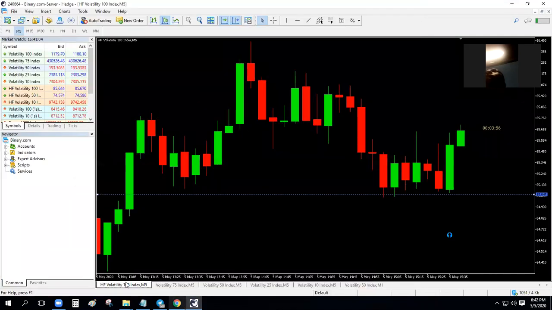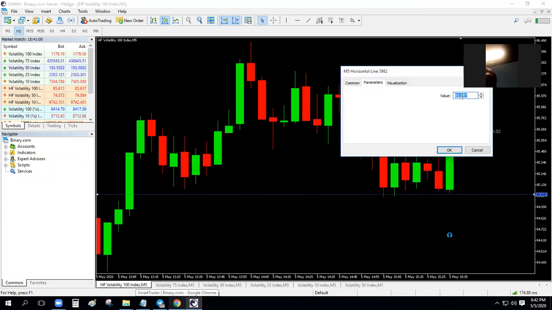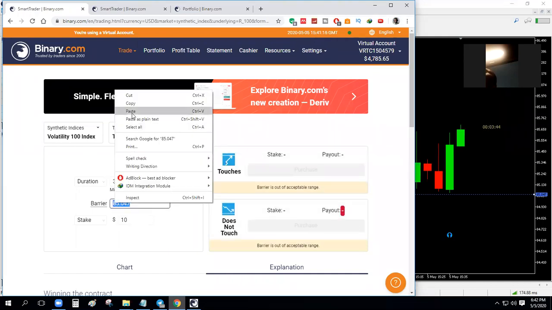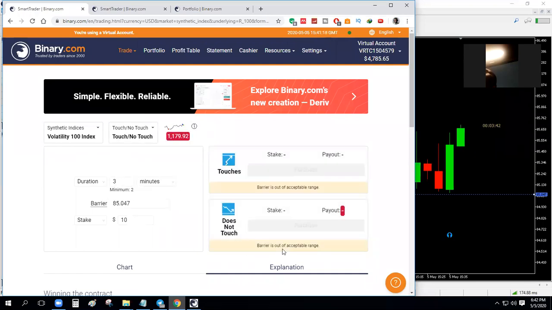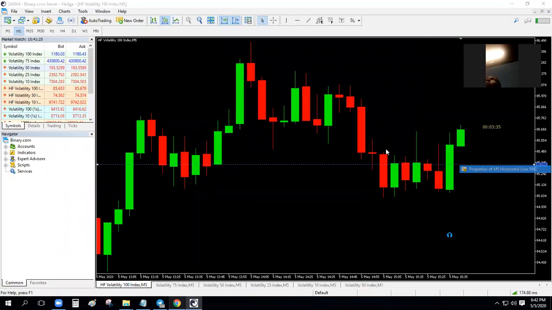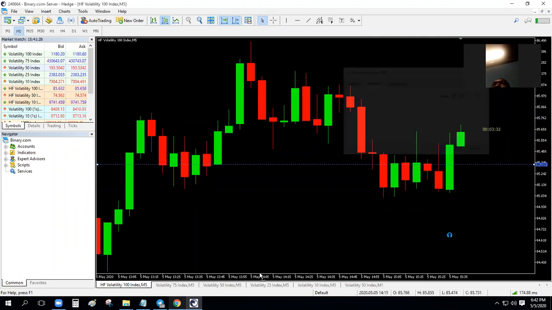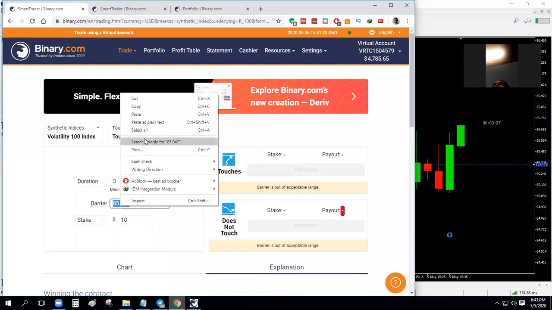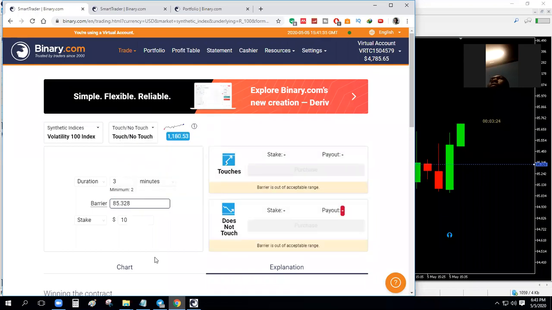It's volatility 100. Let me confirm. Volatility 100. The price I picked is correct. 85 points. And now I have like 3 minutes remaining. Let me paste it here. And we are trading no touch. It's not allowing me to trade because the price has moved too far. If I moved it a little bit to somewhere here, maybe then the broker will allow me to enter trade. So some signals, the broker will not allow you to enter trade because they are pretty sure you are going to win. When they are pretty sure you are going to win, they will not allow you.